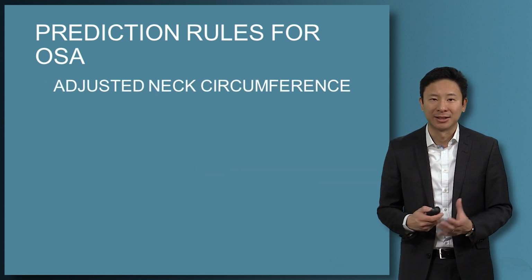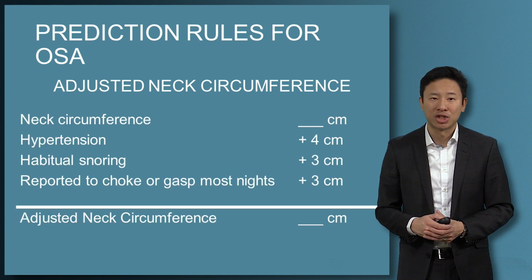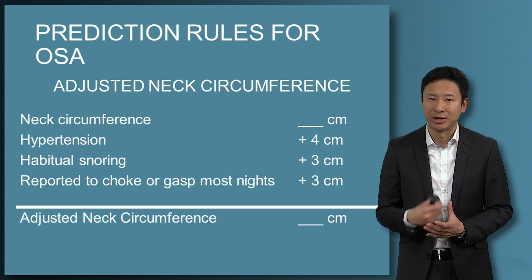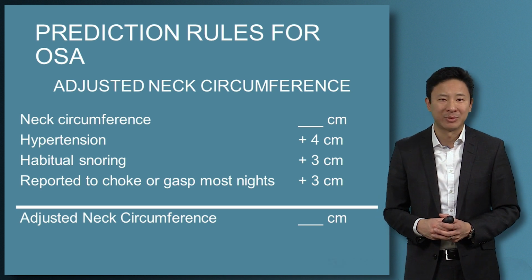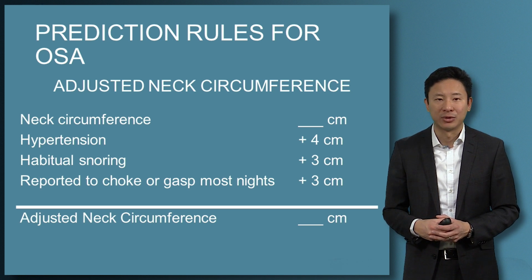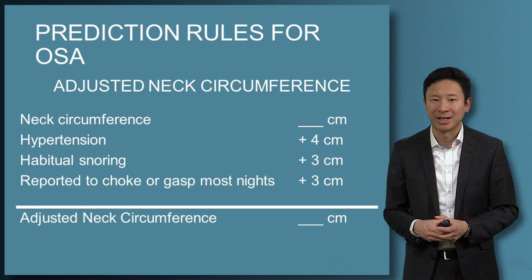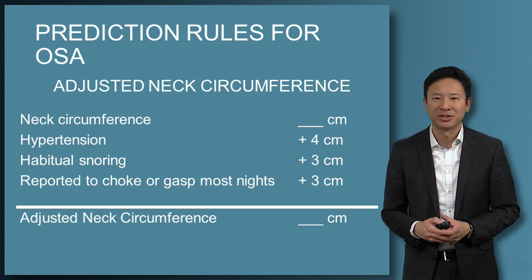One of the prediction rules that I like to use is called the adjusted neck circumference. The adjusted neck circumference takes the patient's measured neck circumference and then adjusts it for certain other historical factors. So for example, if the patient has a history of hypertension, we would add 4 centimeters to the measurement. If there is habitual snoring, we would add 3 centimeters to the measurement. And if the patient is reported to have choking or gasping episodes on most nights, we would add another 3 centimeters to the measurement. Adding all of these factors together gives us something called the adjusted neck circumference, which then is used to stratify risk of sleep apnea.